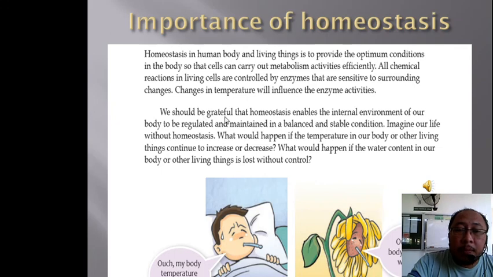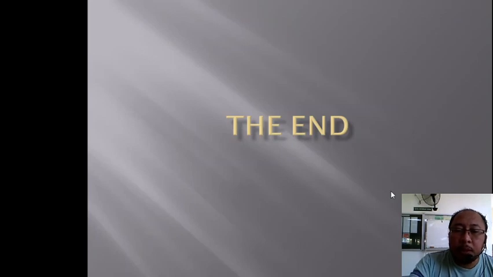We should be grateful that homeostasis enables the internal environment of our body to be regulated and maintained in a balanced and stable condition. Imagine our life without homeostasis. What will happen if the temperature in our body or other living things continues to increase or decrease? What will happen if the water content in our body or other living things is lost without control? All these things show the importance of homeostasis to make sure that we can survive. So that's all for this subtopic, that's all for this chapter.